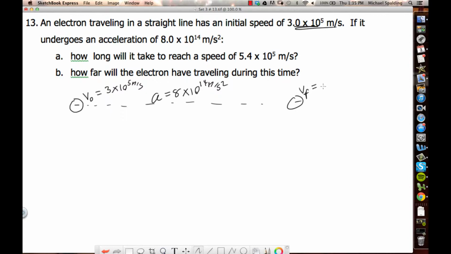And V final we're given here in part A. Part A says, how long will it take to reach a speed of 5.4 times 10 to the 5th? Velocity and speed are interchangeable. Only time velocity and speed are not the same is speed with a direction is velocity. Okay? So I'm just going to label this V final. So this is 5.4 times 10 to the 5th meter per second.